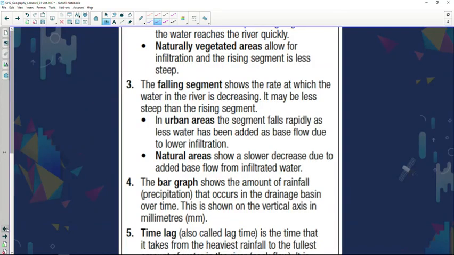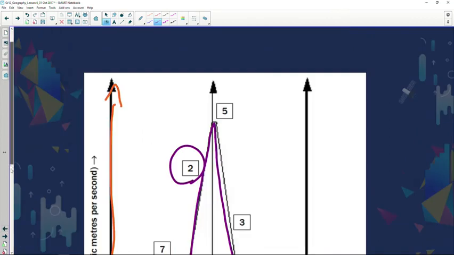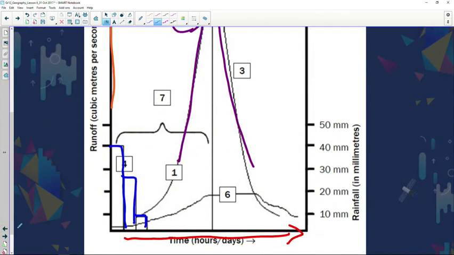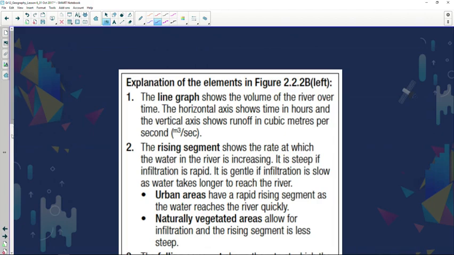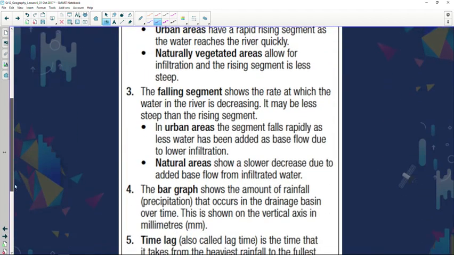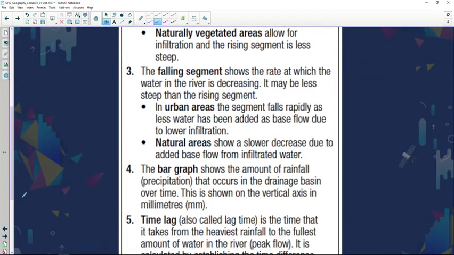Now I've already mentioned number 4 to you. If you go back to 4, that represents your bar graph. The bar graph represents the amount of millimeters of rain. As you can see, highest over there, and as the precipitation gets less, the amount of rain also decreases. Now, what they tell us is that the bar graph shows the amount of rainfall, precipitation, and obviously the unit that we measure rainfall in is millimeters.